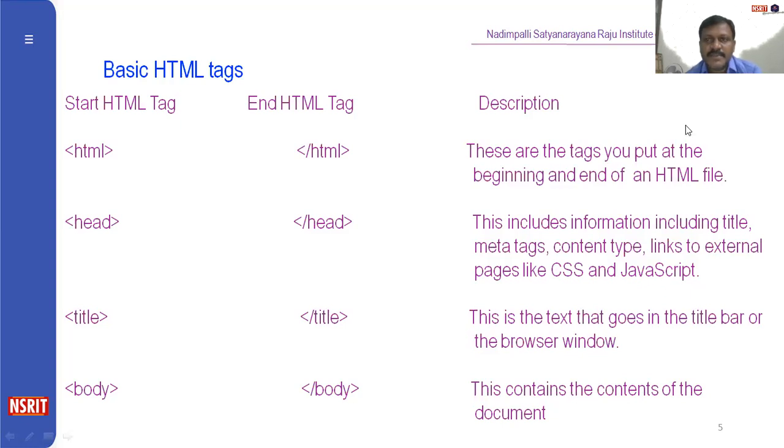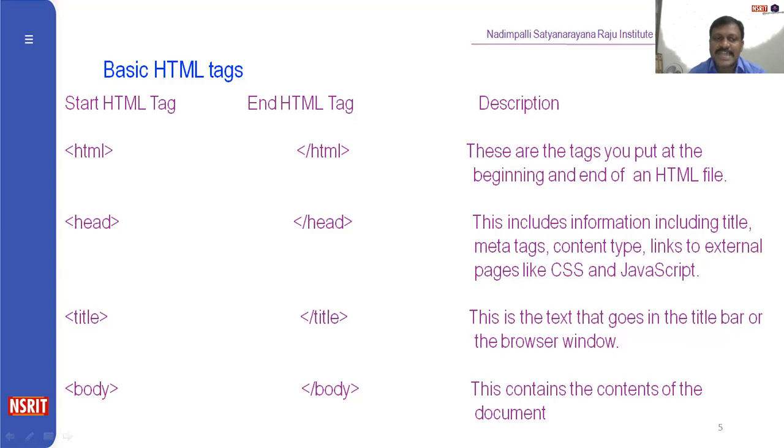Now, we will see some of the basic HTML tags. So these are some of the basic HTML tags. The three columns I'm writing here: start HTML tag, ending HTML tag, and the description of each and every tag. The first tag is the HTML tag. It must be denoted in angular brackets, the starting tag like this, and the ending tag will be denoted with /HTML. The description is, these are the tags you put at the beginning and ending of the HTML file. So in the HTML file, you have to begin with HTML and end with /HTML.